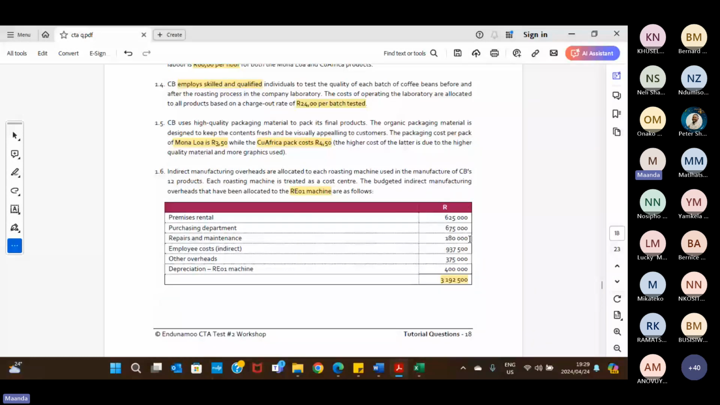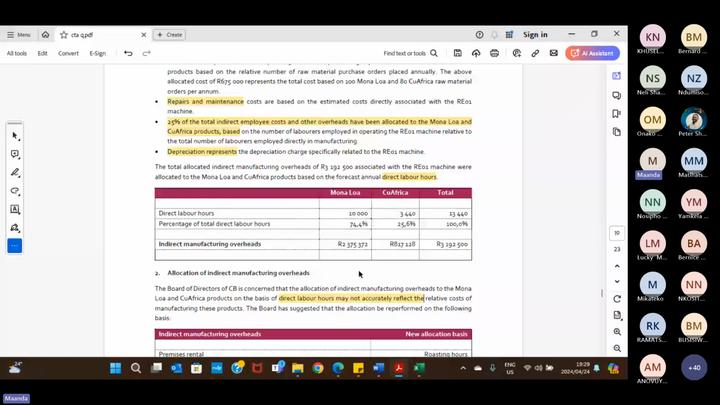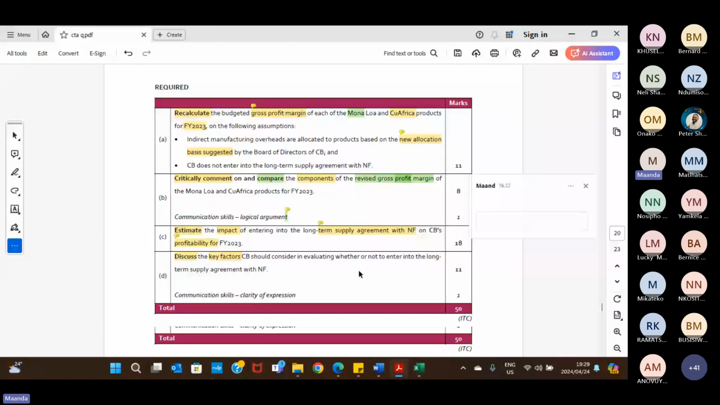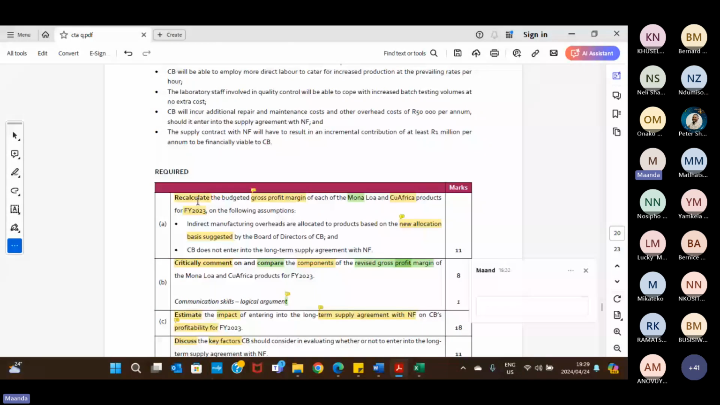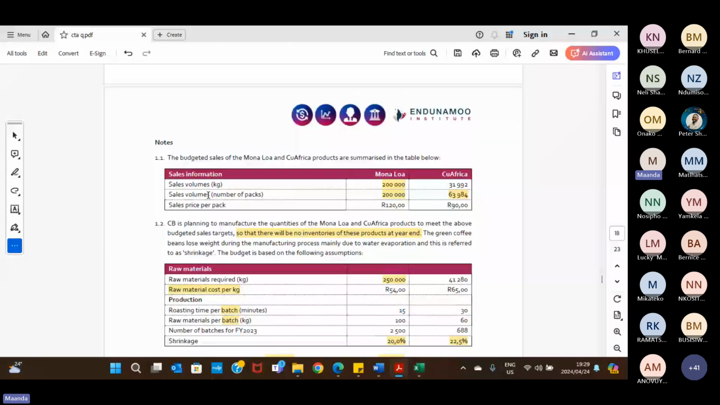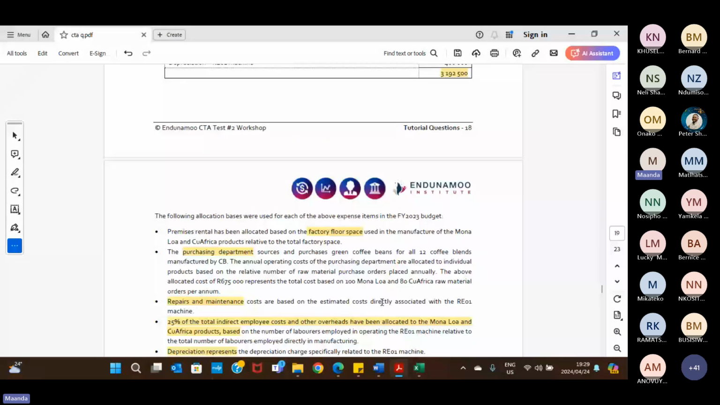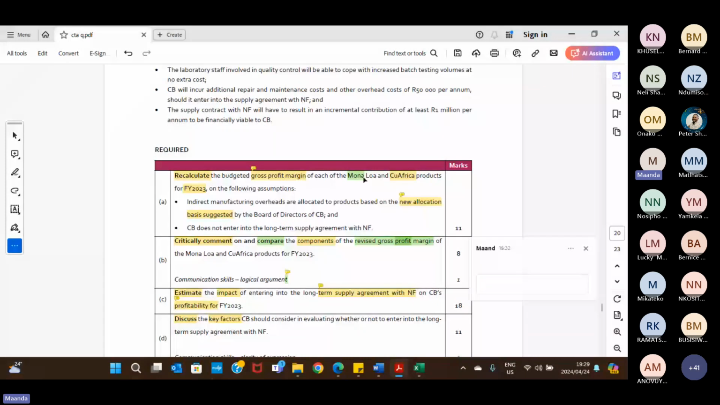So we can then do what? Use ABC. Then let's go to our required. We are told to recalculate, and it means that we are recalculating what? The gross profit. And I have already touched on this. Using the gross profit of each M and N here using the following new allocation. So I then need to use the allocation.